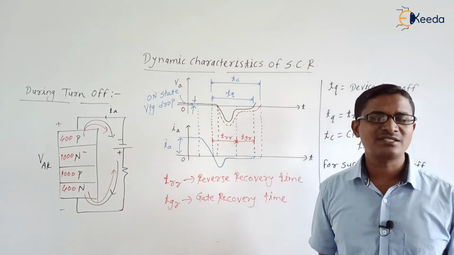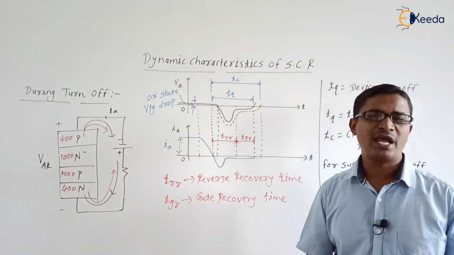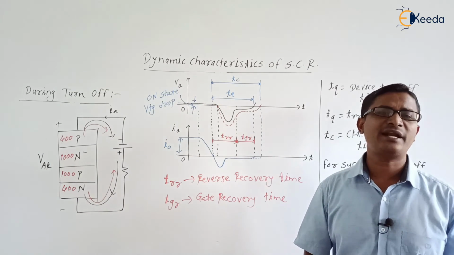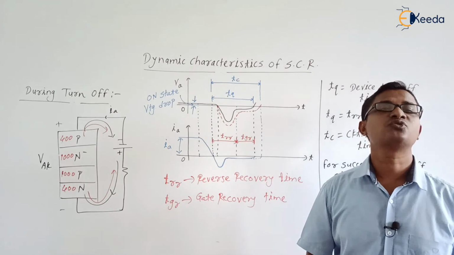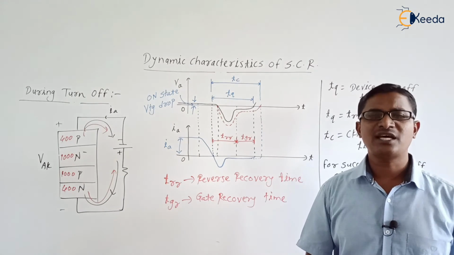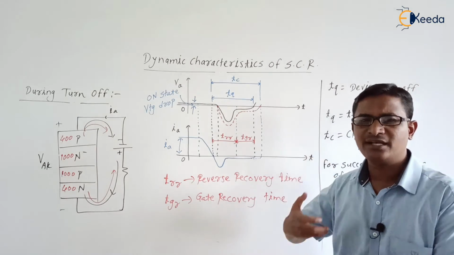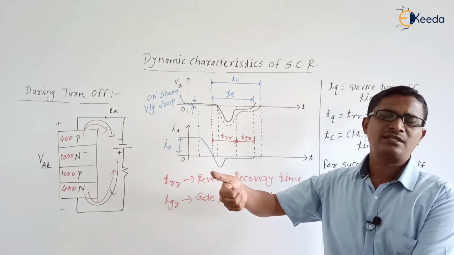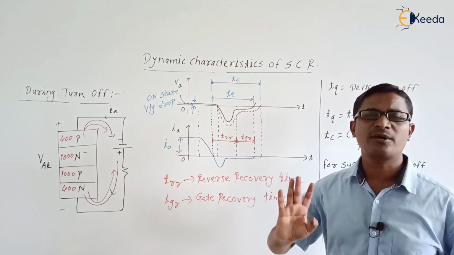Why are we interested in maintaining the reverse voltage? Because we are interested in removal of added charge carriers from all the 4 layers. From where did those added charge carriers enter all the 4 layers of the SCR? From the source. How? When the SCR is in the on state, acting as a short circuit, the added charge carriers entered from the battery, that is the source positive plate and negative plate, into the body of the SCR.